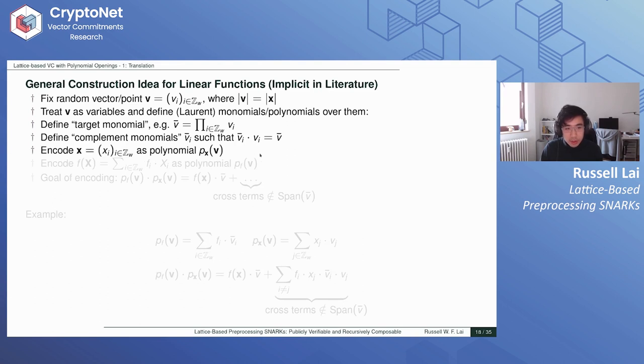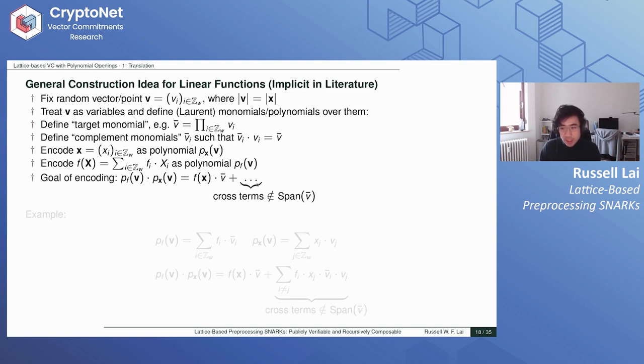So next, we want to encode the vector x that we want to commit to as a polynomial in V with coefficients somehow dependent on the vector x. And similarly, we will encode our linear function f as a polynomial in V, with coefficients, again, given by f. These polynomials and monomials should be constructed in such a way that when we multiply the encoding of f to the encoding of x, we should obtain a polynomial where the value f of x appears as the coefficient of the target monomial V bar, and all the other terms should be outside of the linear span of the target monomial.